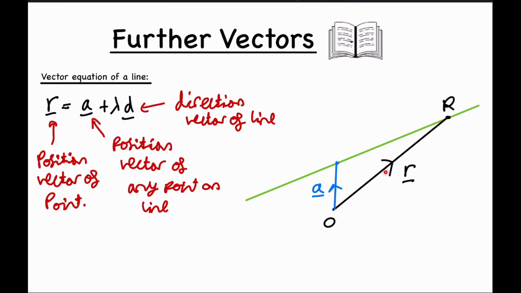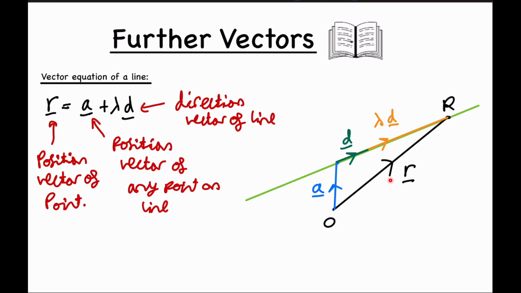So to find the value of r, we need to add this vector plus another vector that gets up to it. In the equation, we have a plus the other vector, which is λd. Lambda is a scalar, so it's just a number, and d is a vector, a direction vector to show which direction the line goes. If you multiply this by any number, you can get any point on the line.